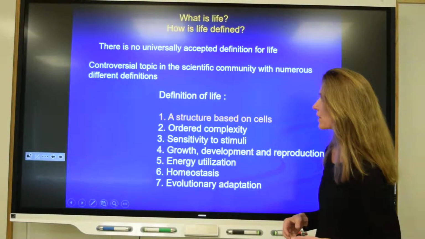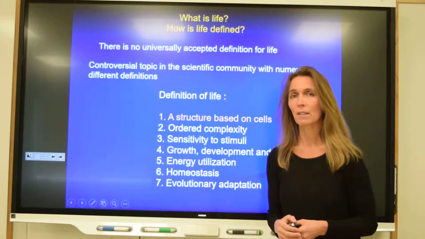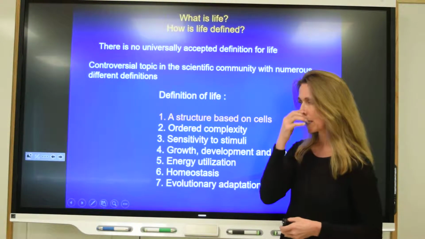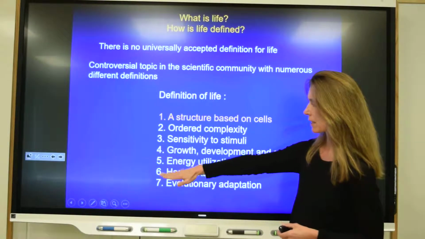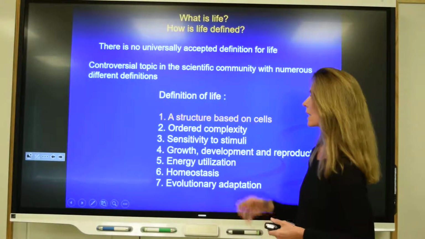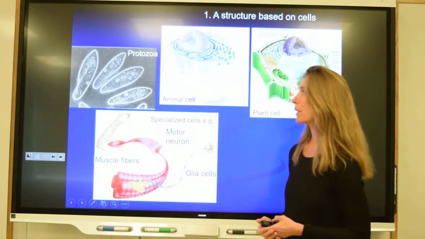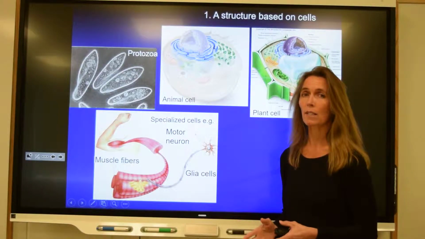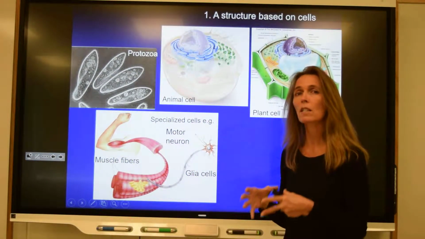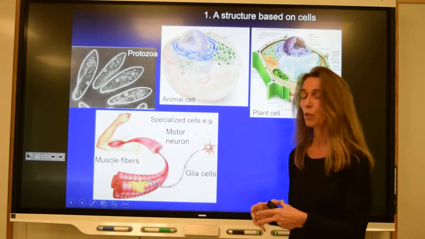So one of the definitions with regard to life, and you will find this in many biology textbooks, consists of these 7 points, and let's go through those 7 points. The first one is structure based on cells. So all living organisms consist of cells. So that's the single smallest unit in an organism.